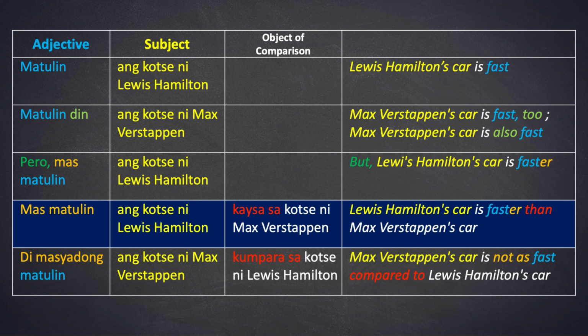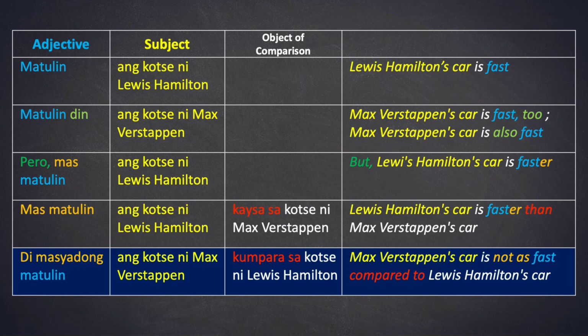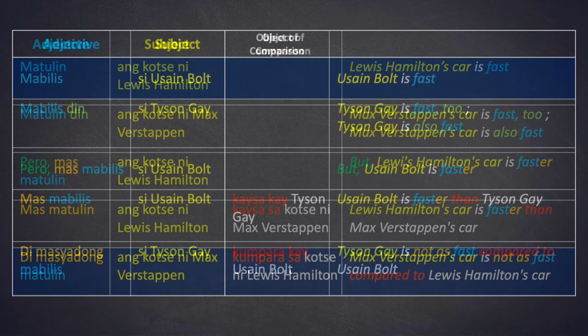Mas matulin ang kotse ni Lewis Hamilton kaysa sa kotse ni Max Verstappen. Lewis Hamilton's car is faster than Max Verstappen's car. Di masyadong matulin ang kotse ni Max Verstappen kumpara sa kotse ni Lewis Hamilton. Max Verstappen's car is not as fast compared to Lewis Hamilton's car.